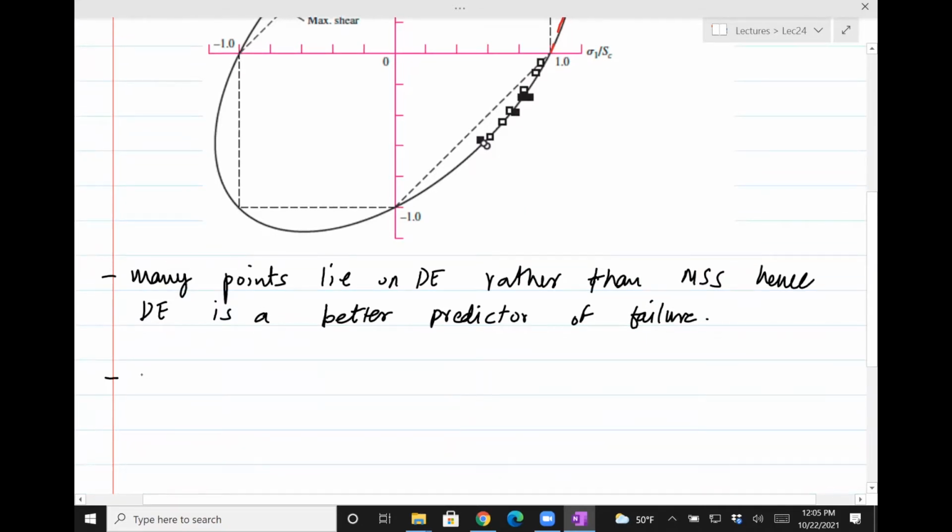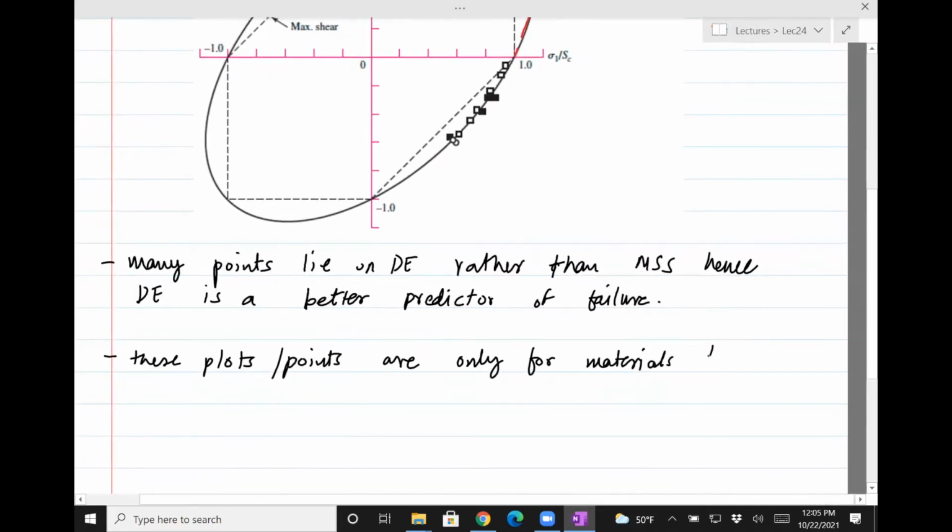These plots are also only for materials that behave, or rather fail, the same way in tension and compression. Okay.